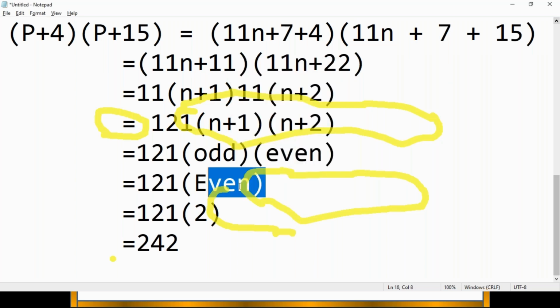Odd into even is an even number. Odd into even number is an even number. So what is the possible smallest even number? 2 is the possible one. So that is the reason here we take 2.